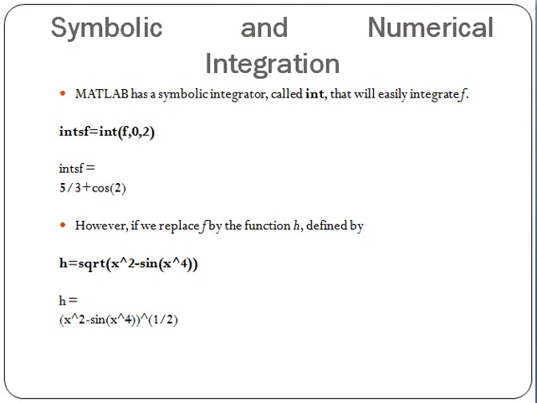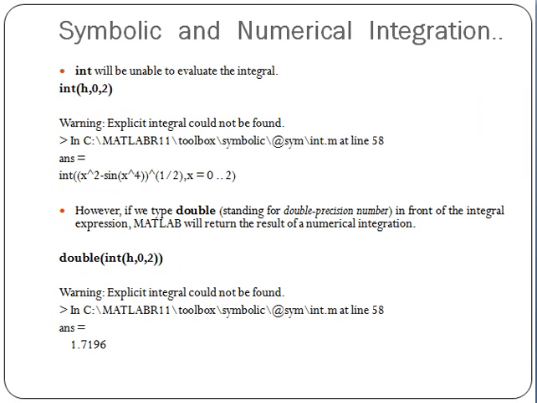But if you replace the function f by another function, say h, that is, we are taking square root of x square minus sine of x to the power 4, then int will be unable to evaluate the integral of it, and you will get a warning error. So for this you have to type double in front of the integral expression, and then MATLAB will return the result of a numerical integration, such as type double of int of h comma 0 comma 2 and close the brackets. Then you will get the output as 1.7.